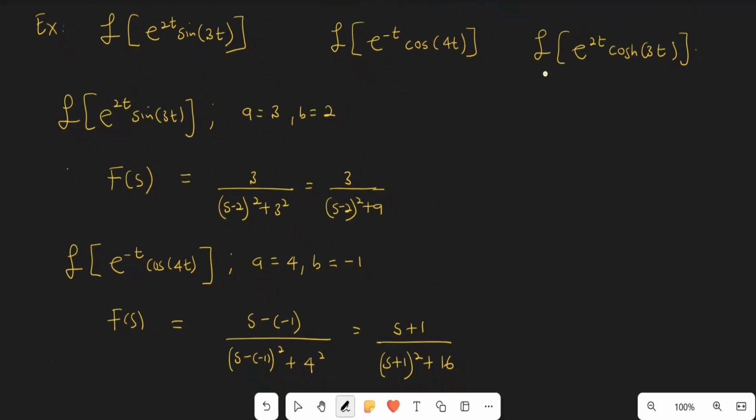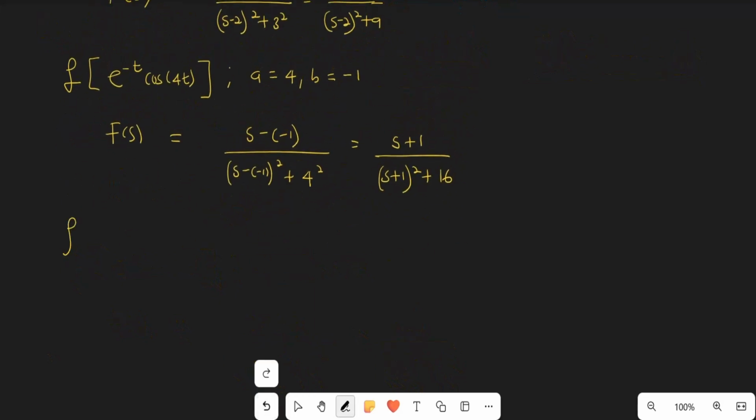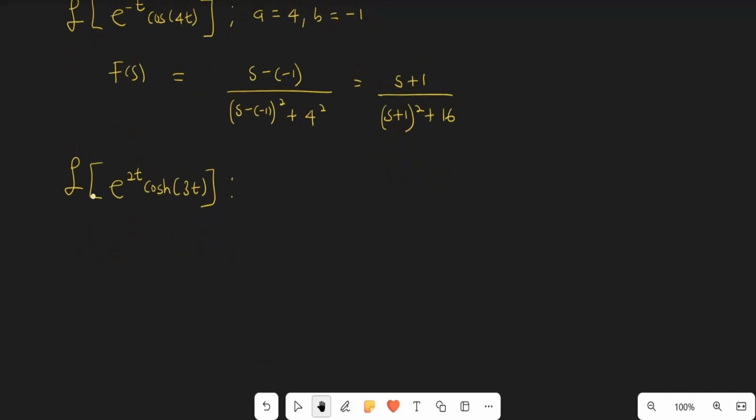And then the last one is e to the 2t multiplied by the cosine hyperbolic of 3t. So the Laplace transform of e to the 2t multiplied by cosine hyperbolic of 3t. And we have to find a and b here. a is equal to 3 and b is equal to 2.